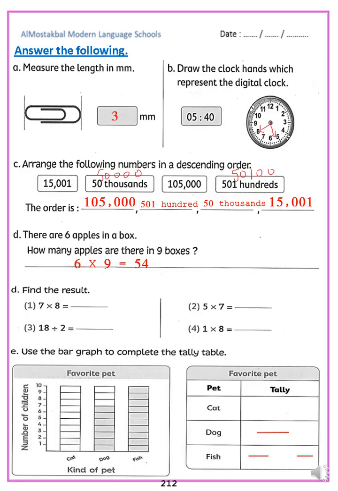Find the result. 7 by 8 equals 56. 5 by 7 equals 35. 18 divided by 2. The answer is 9. 1 by 8 equals 8. Okay, how many children liked cat? No one. Okay, and how many children liked dog? 7. And how many children liked fish? Okay, 10.